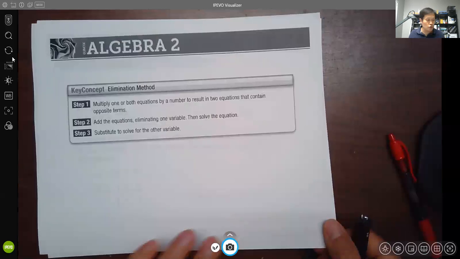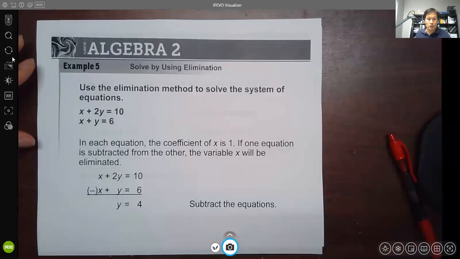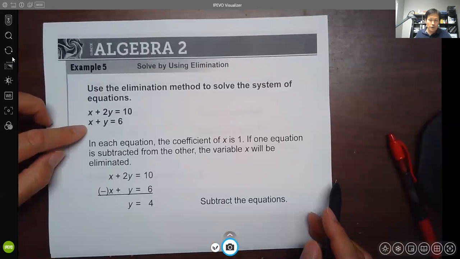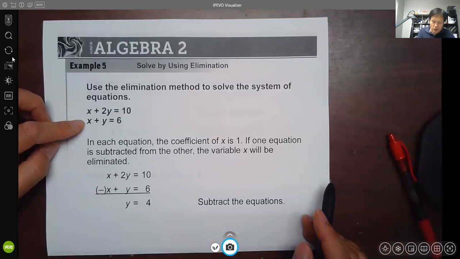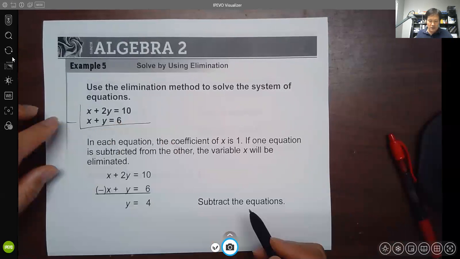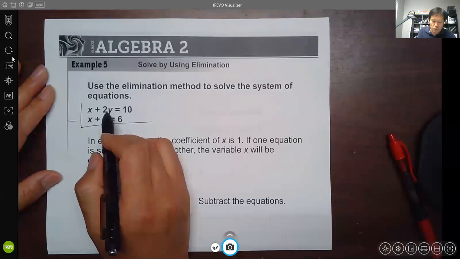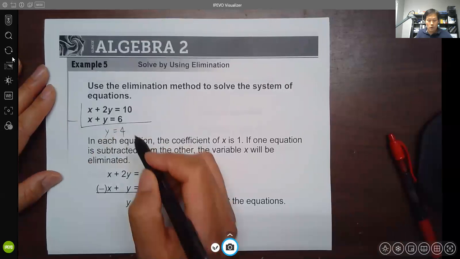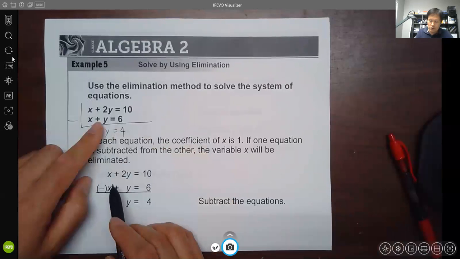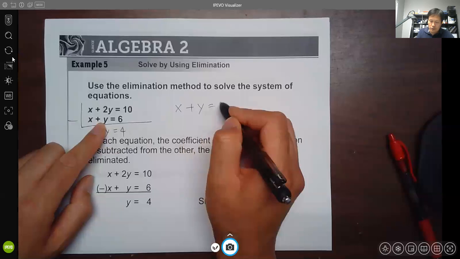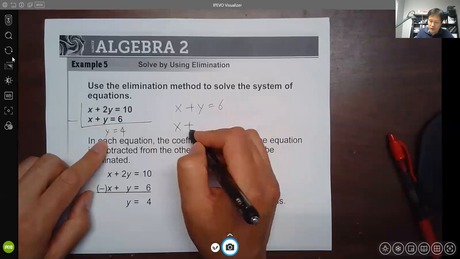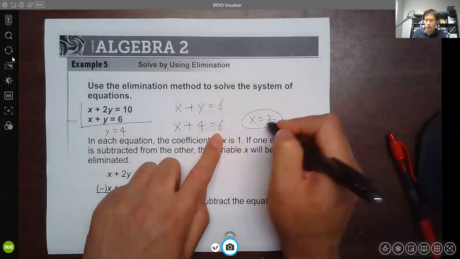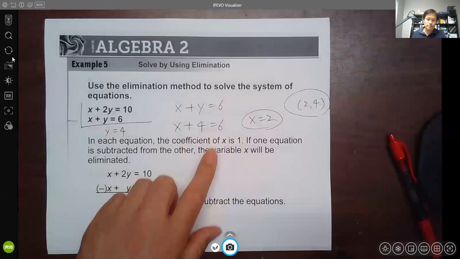Elimination method, I already showed you one. You remember? So this one is ready to go. x and x have the same coefficient of 1. So all you have to do is just subtract. x minus x disappears, eliminated. 2 minus 1 is 1y. 10 minus 6 is 4. y equals 4. You get to use either one. I'll use the bottom. So y equals 4, x plus 4 equals 6. So minus 4 both sides, x equals 2. So 2, 4. That's how you use elimination.